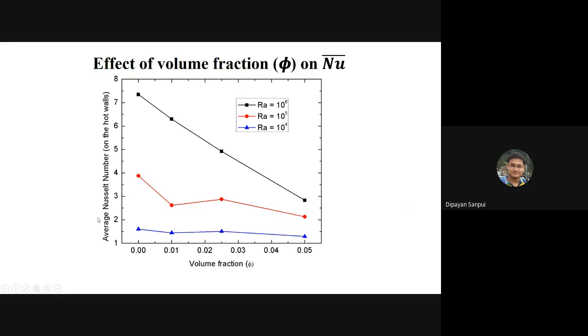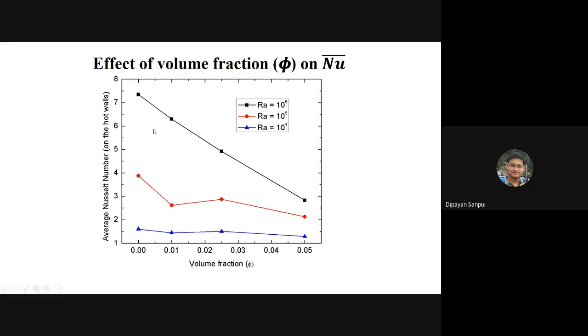So we have actually concentrated on the change of average Nusselt number with changing solid volume fraction. So we have studied 0% concentration, then 1%, then 2.5%, then 5%. You can see that with increasing concentration of the nanofluid, the average Nusselt number is actually decreasing, despite increasing Rayleigh numbers. Why it is happening, we will explore in the next slide.